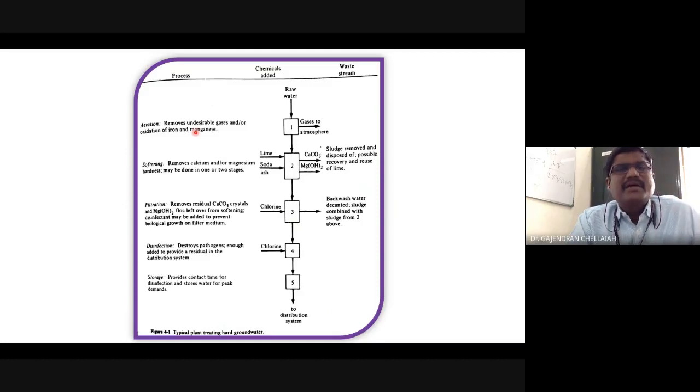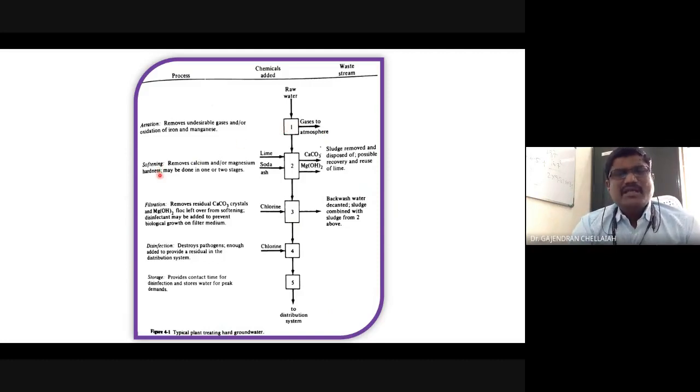Aeration is the process where we add air to the water. By providing a cascade method, or by providing pressurized oxygen or air into the water, we add air into the water. That is called aeration. It removes undesirable gases and oxidizes iron and manganese. This is very important. So in aeration, we remove gases and oxidize iron and manganese. These 3 things take place. The gases go to the atmosphere, so the gases will be removed in the first stage, aeration.